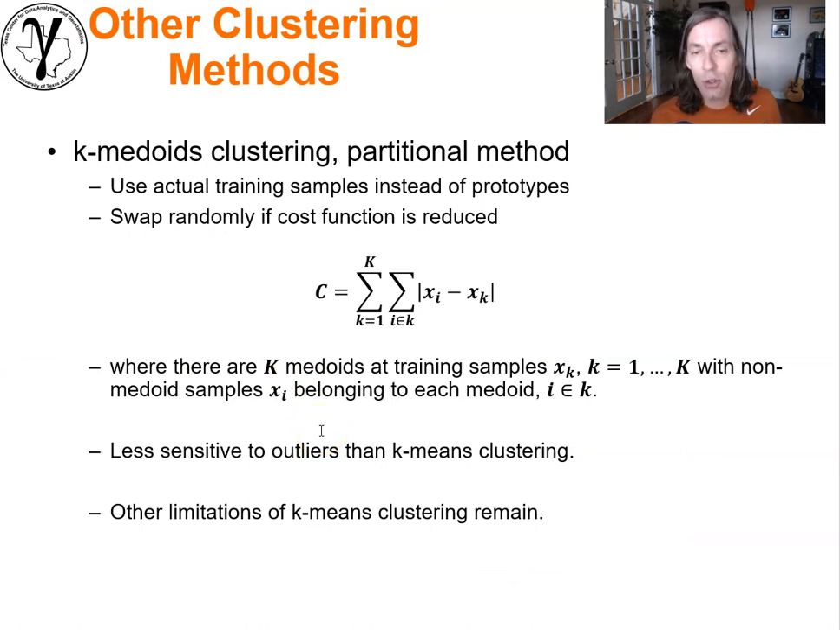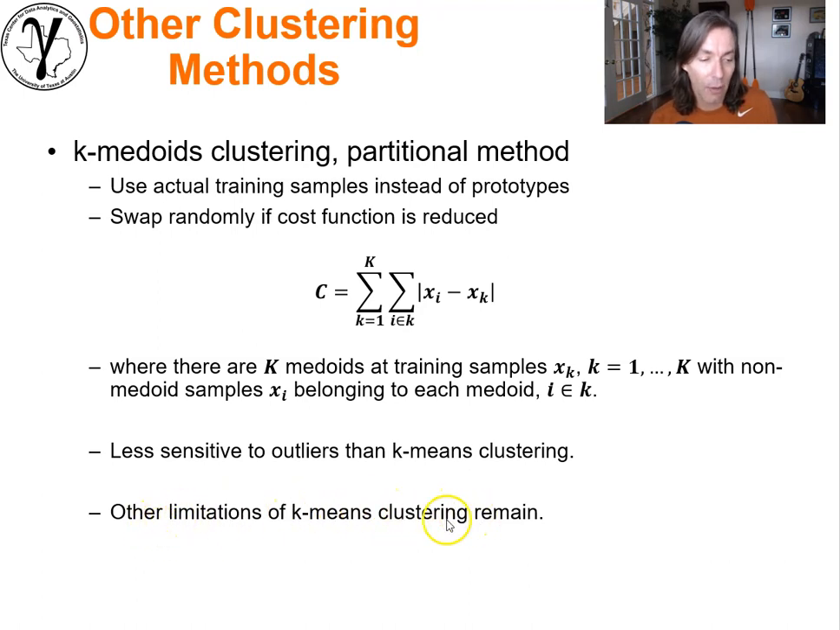Now, there are variants of clustering. Of course, there's many types of clustering, and I've only talked about K-means clustering. But there is another methodology. It's known as K-medoids clustering. It's a partitional method. It's not hierarchical. When you use the actual training samples instead of prototypes, we're going to swap randomly if a cost function is reduced. The cost function right here is simply going to be the summation of the difference between the individual samples within each one of the clusters and the value of that medoid, the value that's representative of the cluster. If there are k medoids in a training sample, there'll be non-medoid samples x1 belonging to each of the groups. And so it's less sensitive to outliers than K-means clustering.